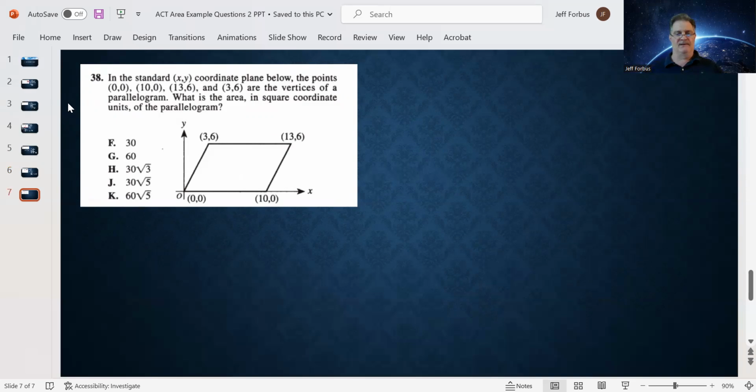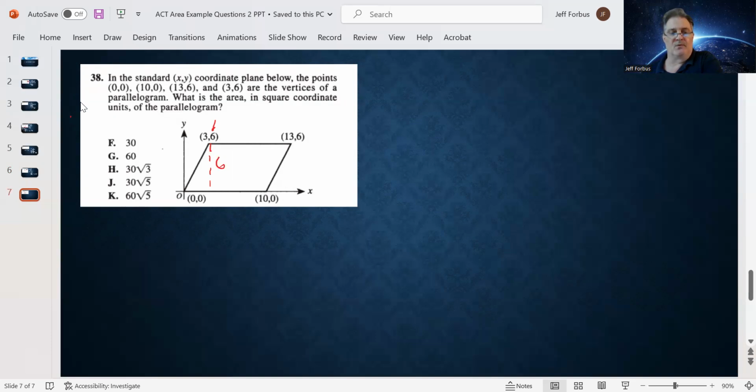Now, you know, I always love this. They draw this parallelogram and it's slanted and everybody's thinking rectangle. But just remember this. In this case, just draw in the height of this parallelogram from here to here. And the height is going to be 6 based on your coordinate pair. Now, in the standard coordinate plane, the points 0, 0, 10, 0, 13, 6, 3, 6 are the vertices of the parallelogram.